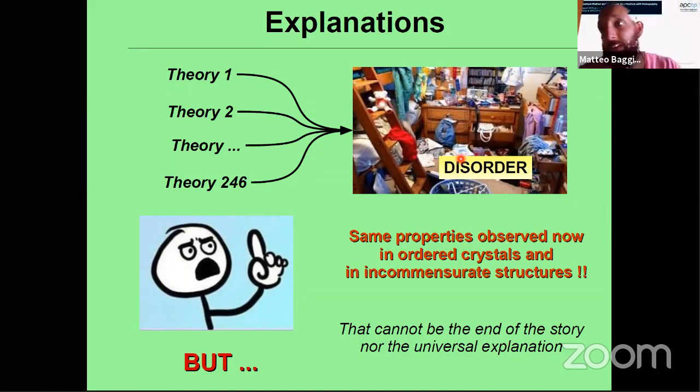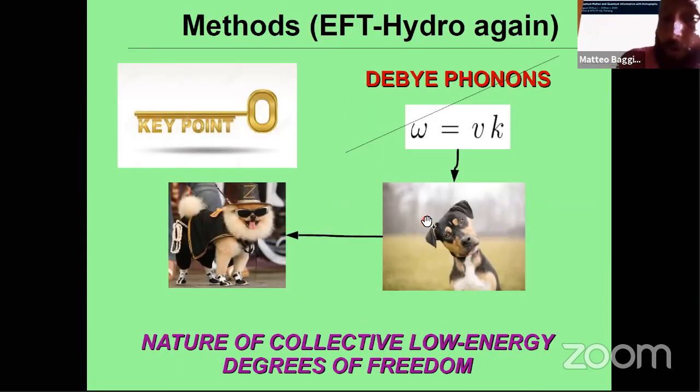The big problem is that in the last years, some of these properties, actually the same properties, were observed in crystals which are totally ordered and in systems which are incommensurate. I will discuss much better tomorrow what incommensurate structures are. The point is that in these systems, there's absolutely no disorder, but we see exactly the same features. So this means that disorder might be the cause in glasses, but for sure it's not the universal fundamental reason behind this. These explanations cannot be the end of the story, and we have to think a bit better.